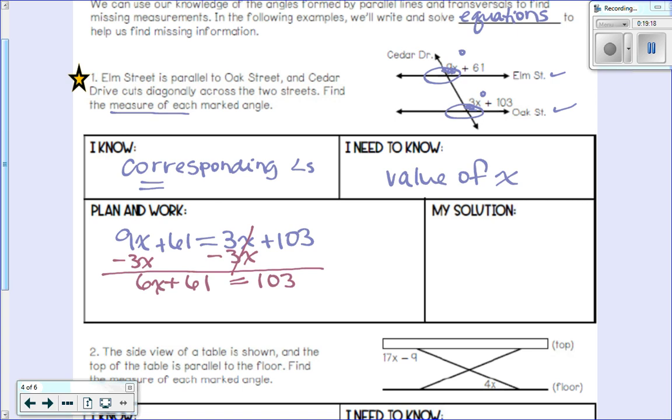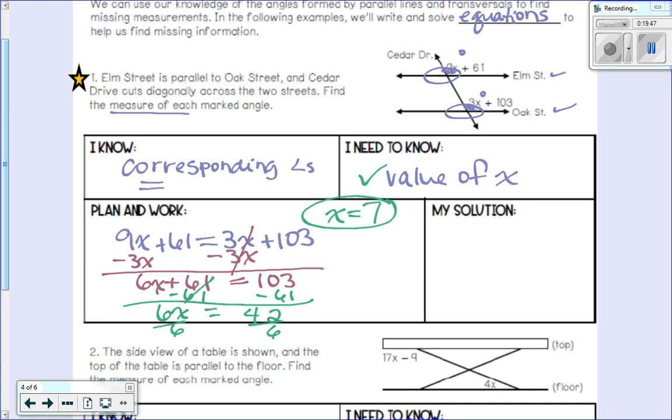Pretty good so far? Okay. And then we can subtract 61. That creates a zero pair. So we're left with 6x equals 42. And then when we divide by 6, what is our x value? Awesome. Now we know our x value.